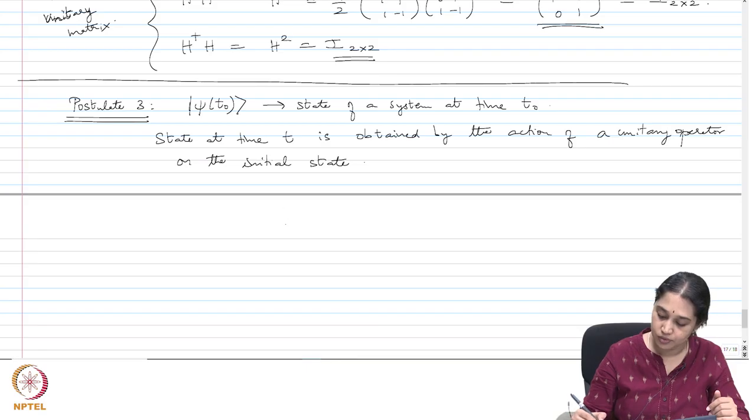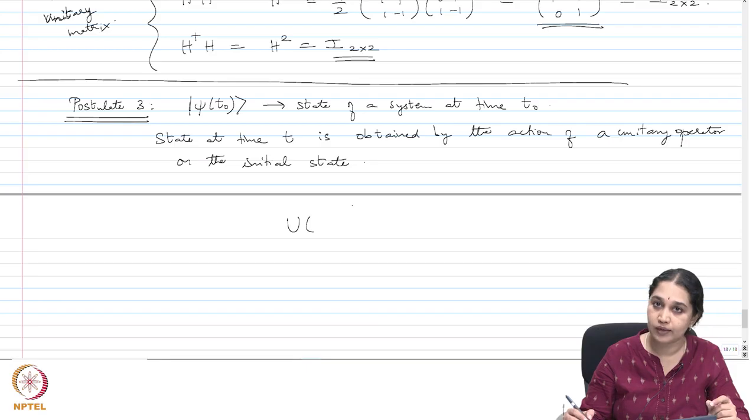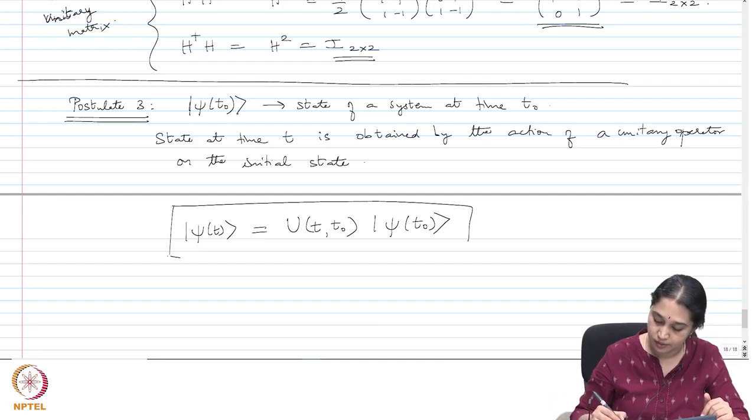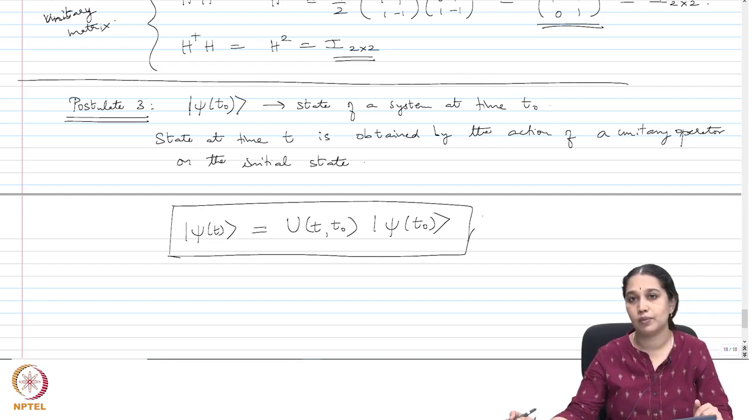So let us call this unitary operator U, and U is the operator that maps or transforms the state at time t0 to the state at time t. This is how it is denoted: U(t, t naught). The first argument tells you the starting time and the second argument the time at which you're stopping the time evolution, so to speak. So it maps the system at time t naught to the state of the system at time t. So this is the third postulate on time evolution in quantum mechanics.